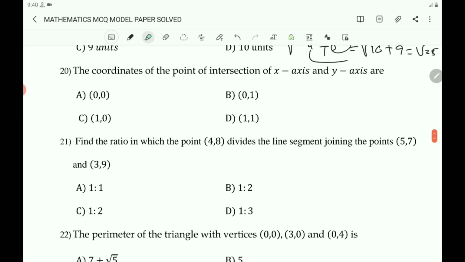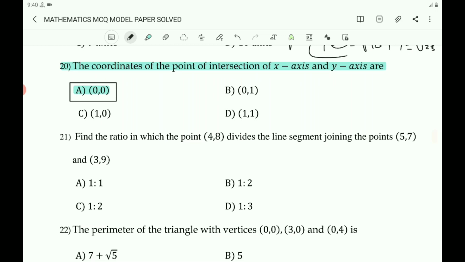Next you take the 20th question. The coordinates of the point of intersection of the x-axis and y-axis. You know the point of intersection of the x-axis and y-axis is the origin, and the coordinates of the origin are (0, 0). So option A is the answer. That is the basic knowledge: the point of intersection of the x-axis and y-axis is nothing but the origin, because both axes intersect at the origin.